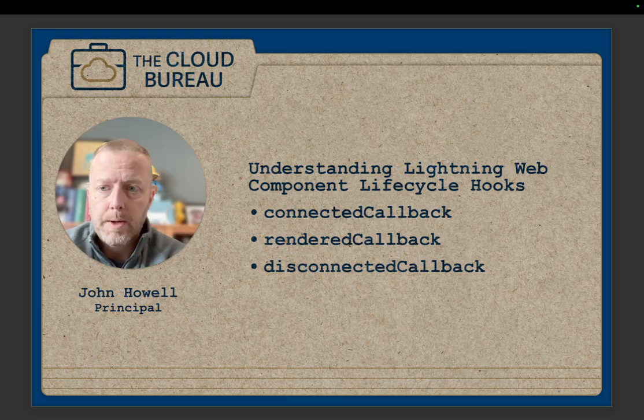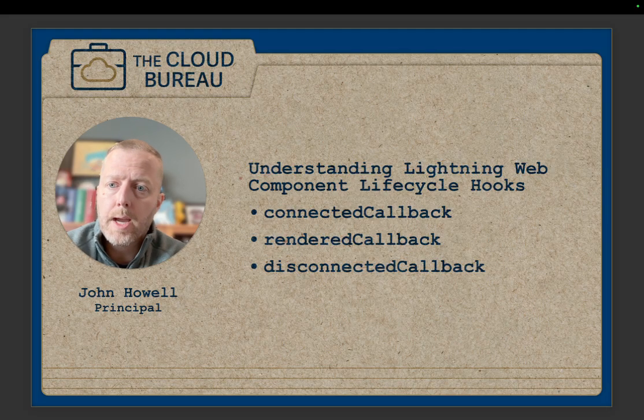The second one is the rendered callback, which fires when the component has rendered. So when it shows, like we actually see it in our UI, and it can fire multiple times based on the changing attributes in our UI. If they're bound to properties in our JavaScript file and those change and it re-renders, then it will fire multiple times.